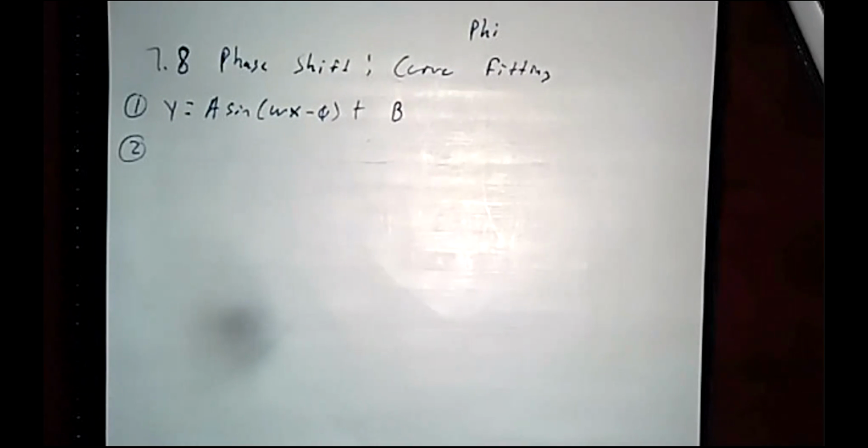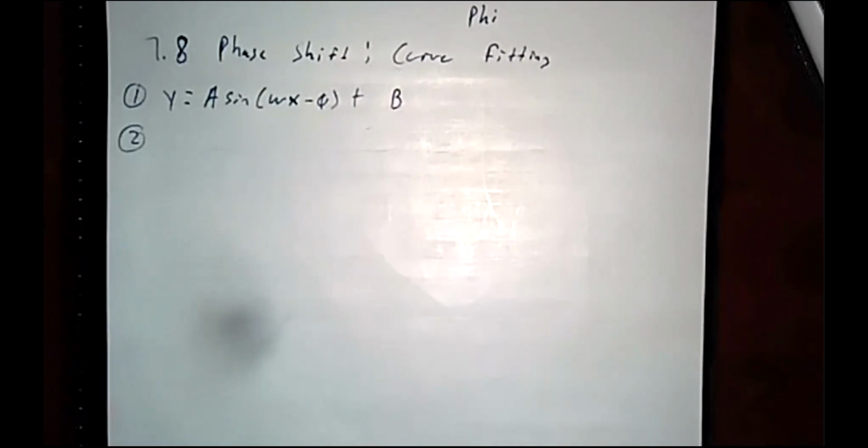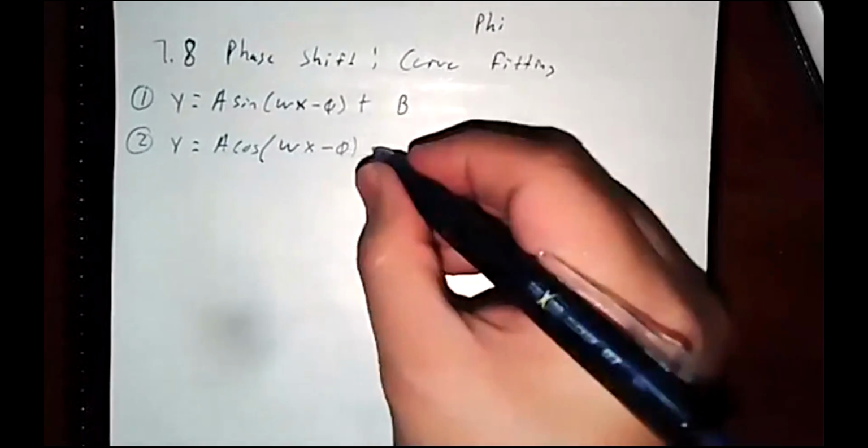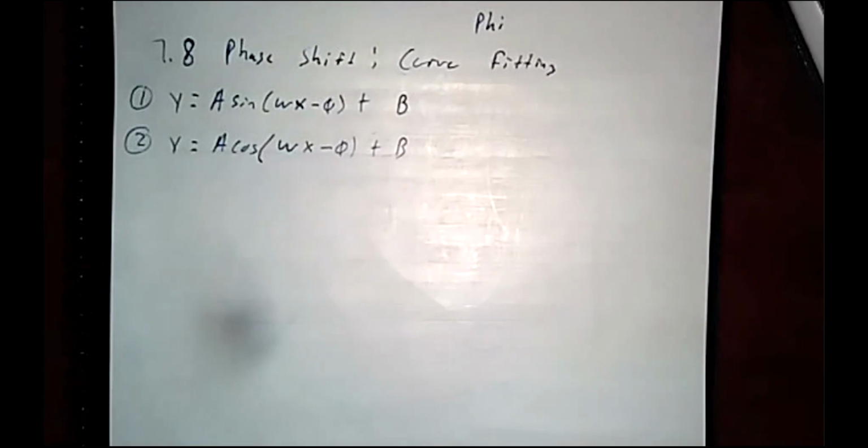I don't expect you guys to know your Greek alphabet, unless you're in a sorority or something, or studied Greek stuff. Number 2, y is equal to A cosine of omega x minus phi plus B. Precalc likes to introduce a lot of Greek letters.